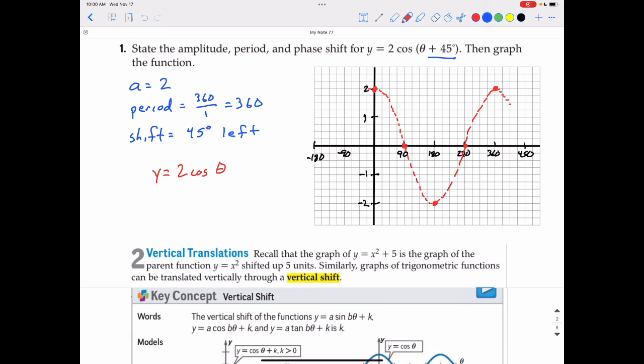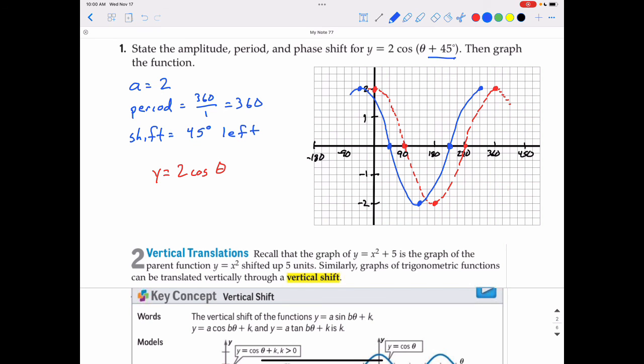And then we're going to graph and shift every one of those points 45 degrees to the left. So the starting point goes 45 left. It'll be right there. This point will go 45 left. This point will go 45 left. The 270 point will go 45 left. And the high point will be 45 left. So this will be one full period of the final graph.